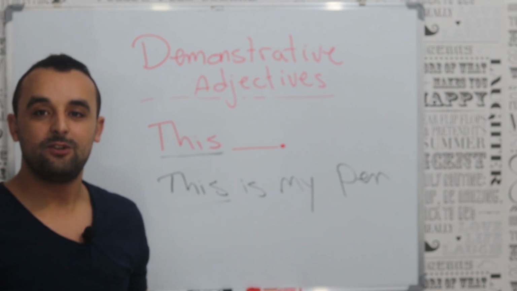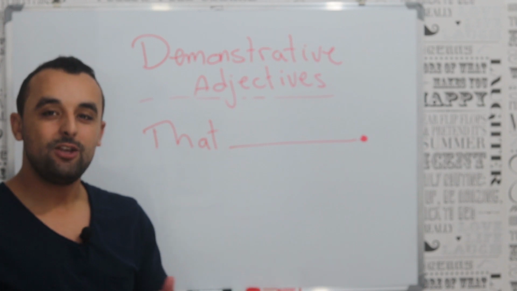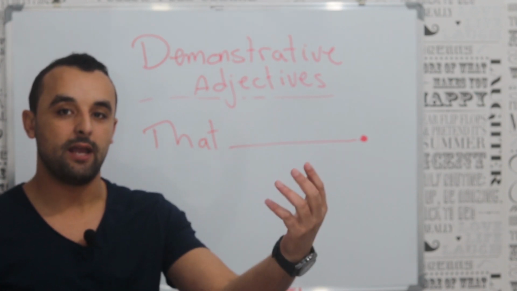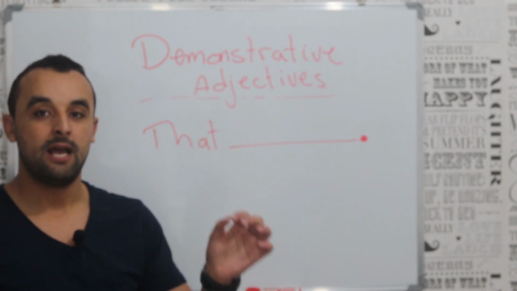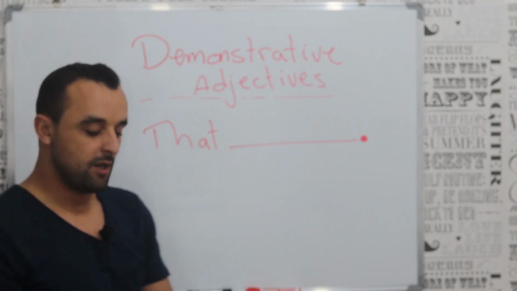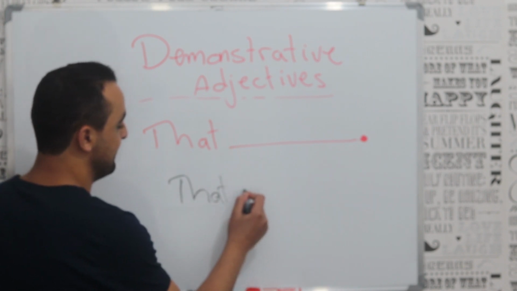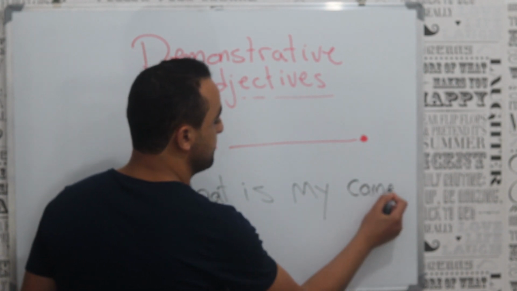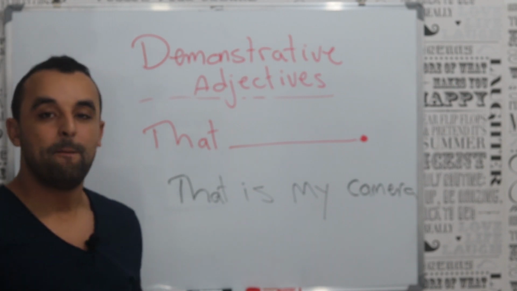The second one is that. I use that when I refer to one thing, but this thing should be far away. So I use that with a singular noun and this noun should be far away. It's not so close. For example, that is my camera.